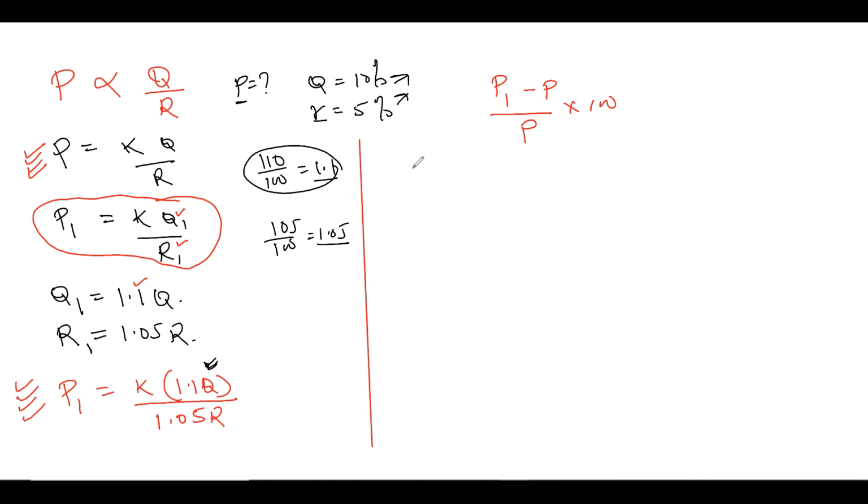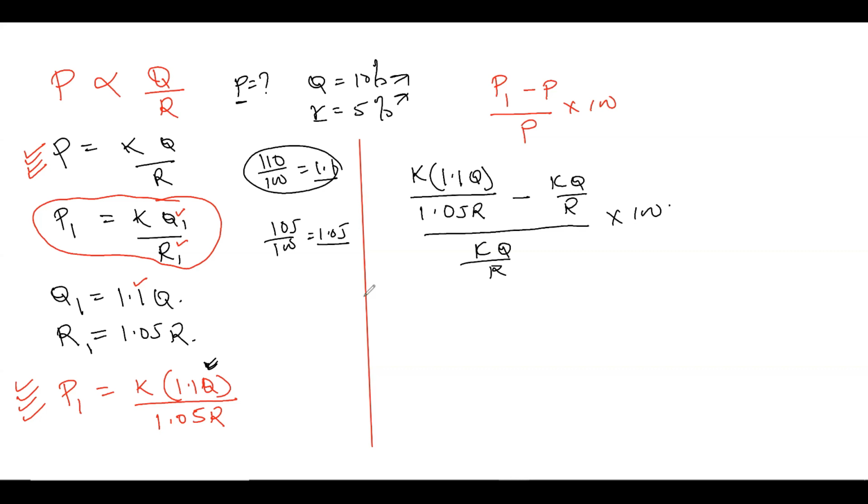So P1 is the same as K into 1.1Q over 1.05R, minus the original P. The original P is the same as KQ over R. Then over the original P, which is KQ over R. Then times 100. Yes? Just as you say your Q1 over R1.